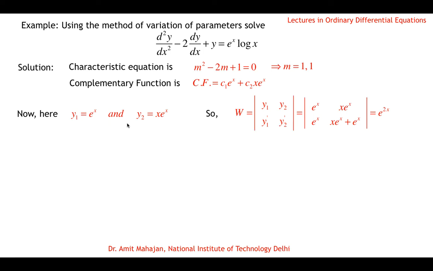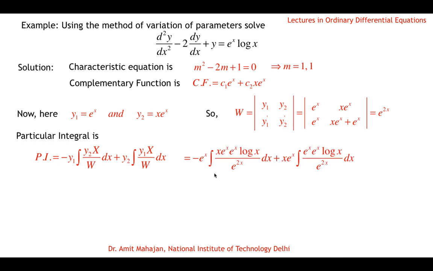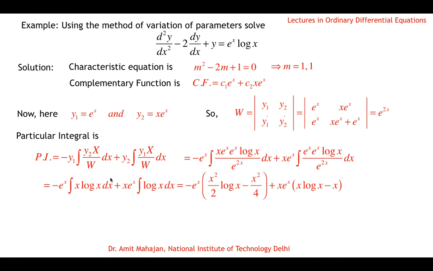Okay, so you can easily see that it is e power 2x. Once we know the Wronskian, y1, y2, and capital X is e power x log x, the right hand side, we know the formula for the method of variation of parameters, and the particular integral is this: minus y1 integral of y2 X over W plus y2 integral of y1 X by W. So we can substitute all these values here. Okay, so it will be minus e power x, this will be x e power x into e power x log x by the Wronskian, which is e power 2x. Okay, so we can substitute all this. E power 2x will cancel out inside the integral. Similarly inside the integral here e power 2x will cancel out, so we can easily rewrite this.